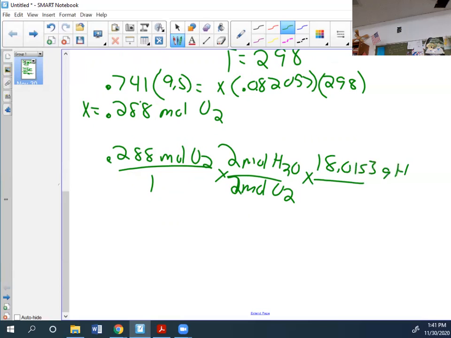Grams. That's the molar mass of water. So really it's just 0.288 times 18. So it's going to be right around 5.18.